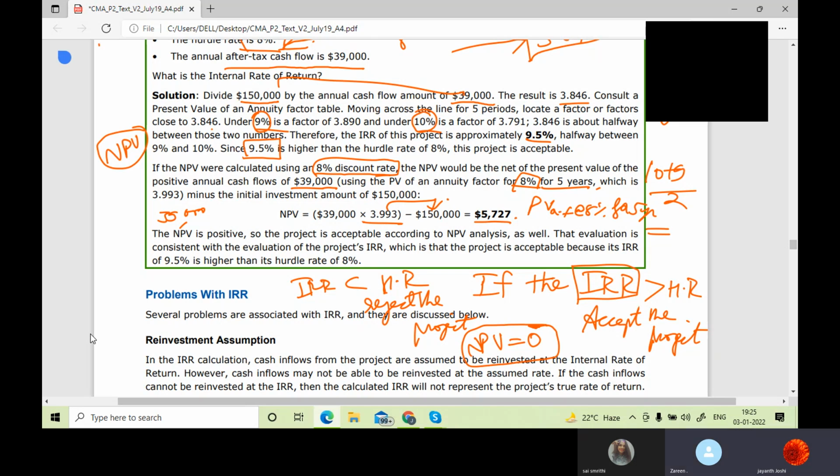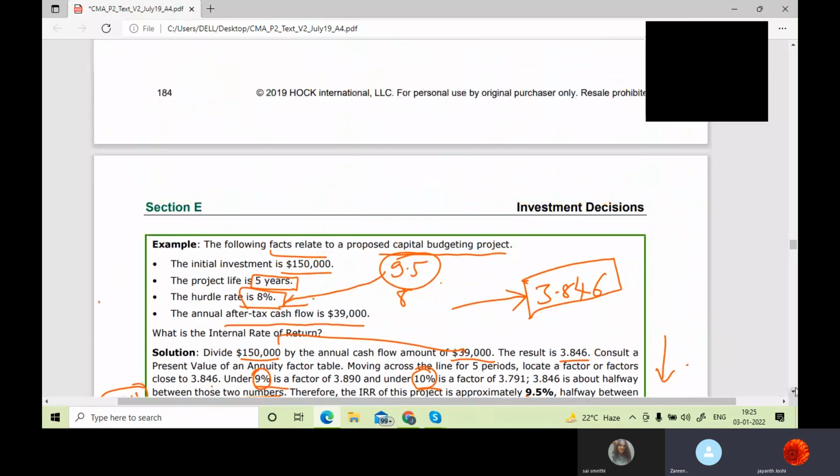Is it positive NPV or negative NPV? Positive. So when you get a positive NPV, the project is acceptable, right? Yes.